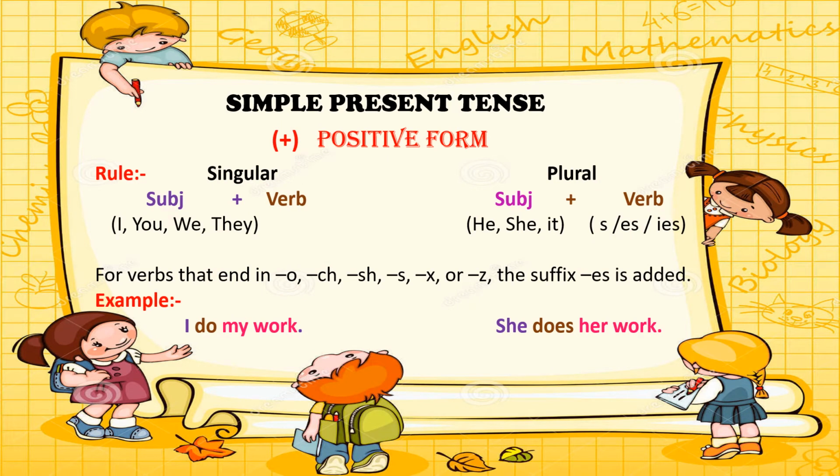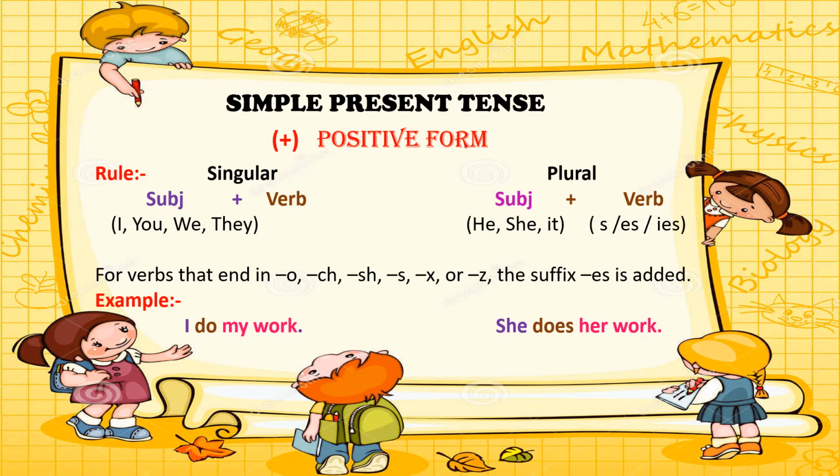Simple present tense in the positive form. The rule of forming a sentence in the singular form is subject plus verb. In this, the subject can be the pronouns I, you, we or they. Here in this sentence, the verb remains the same and doesn't undergo any changes. Whereas in the singular sentence, where the subject is he, she and it, the verb will undergo a change.